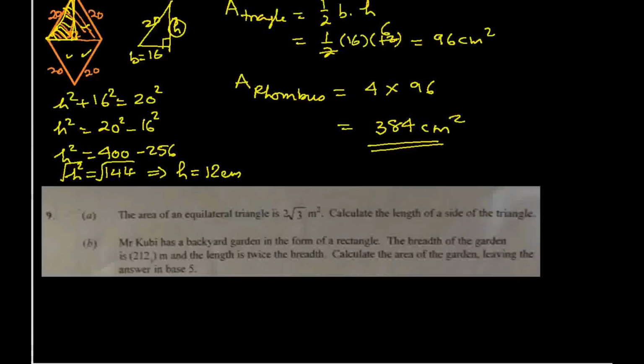Question number 9, part A. The area of an equilateral triangle is 2 square root 3 meters square. So let me draw an equilateral triangle for that. Okay, this is the one. Its area is 2 square root 3. Find the length of a side. So let's say the side is x, x, and x.